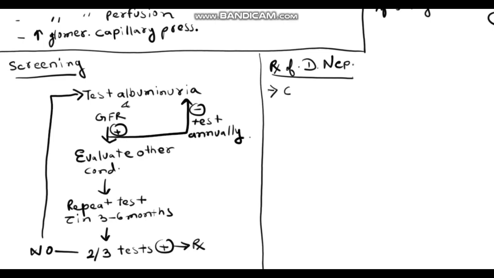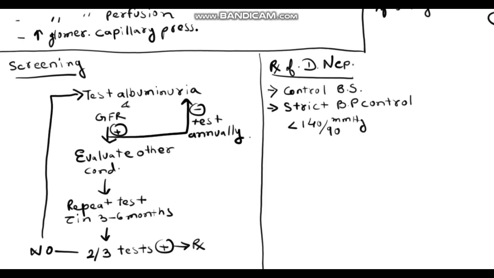The first main thing is controlling blood sugar levels, and the second is strict BP control. The strict BP control should be achieved by drugs so that the BP is less than 140 by 90 mm of Hg. In patients with increased CVD and CKD risk, the blood pressure target should be less than 130 by 90 as per Harrison 20th edition.